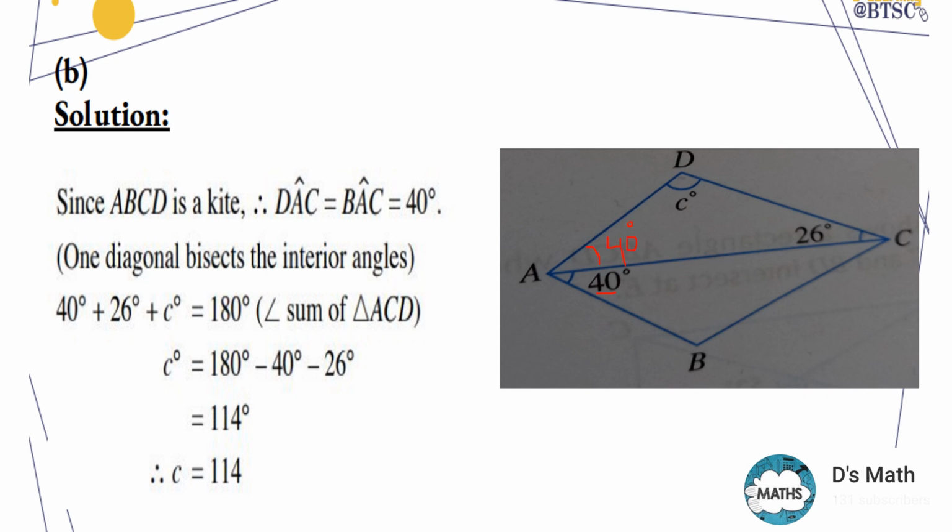So we will use the same concept as C is here, the sum of the interior angles of a triangle. We have to consider a triangle A, C and D. We will add all the three angles. 40 with 26 with C, that is equals to 180. We will add 40 with 26, or you can shift before adding. So we'll shift these values on the other side. When we subtract them from 180, we have the answer 114. That means the C variable is equals to 114.